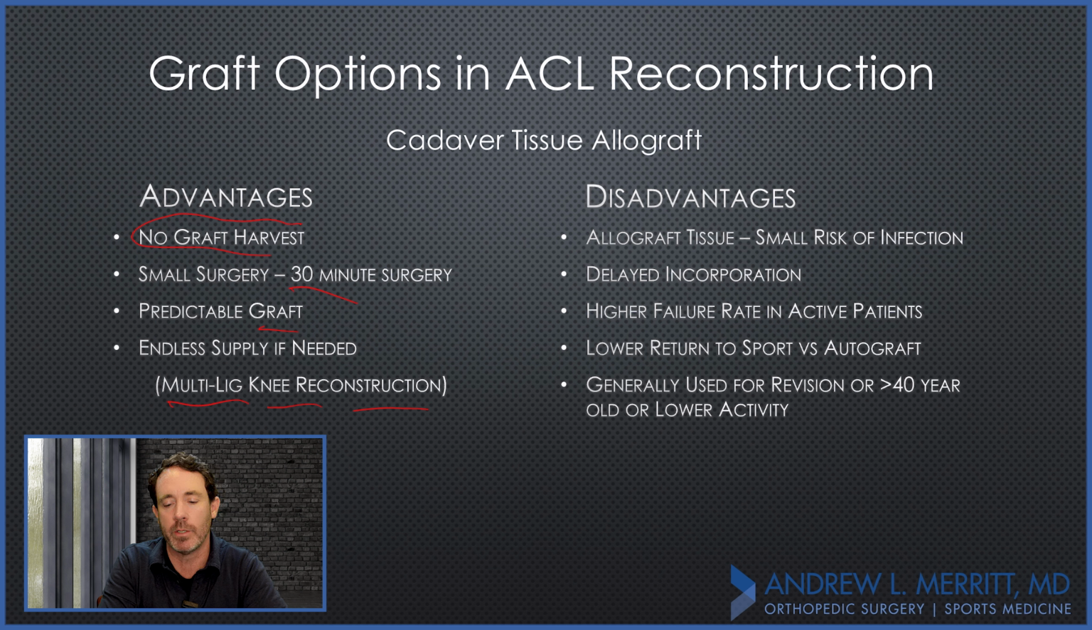Disadvantages: very small risk of infection. These days they're clean, sterilized. In the 80s, 90s, people were concerned about that. Doesn't seem to be a problem anymore. Delayed incorporation. So it's essentially a dead piece of tissue, so it takes longer for it to heal into the bone, for your body to use it as a scaffold to make a new ligament out of it. Active patients do have a higher failure rate, a lower return to sport versus using your own tissue. Generally used in revisions or lower activity patients or over 40. It's very regional around the country. If you go to the East Coast, a lot of people are using cadaver tissue in younger patients.